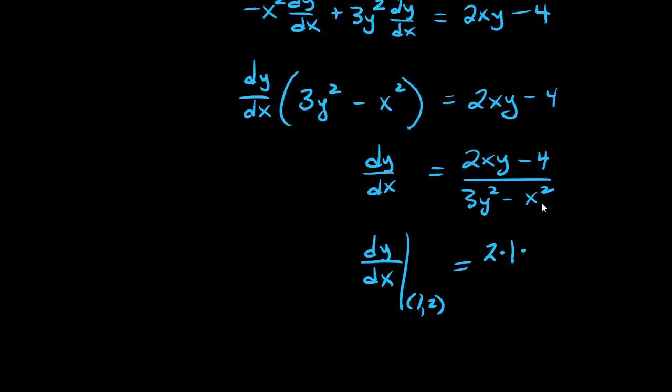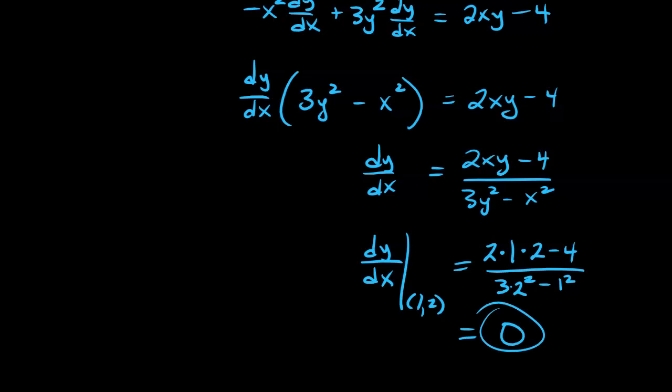So 2 times 1 times 2 minus 4 over 3 times 2 squared minus 1 squared. So 4 minus 4 is 0, so I don't even care what the bottom is. It's 0. That was an awful lot of work to get a slope of 0.